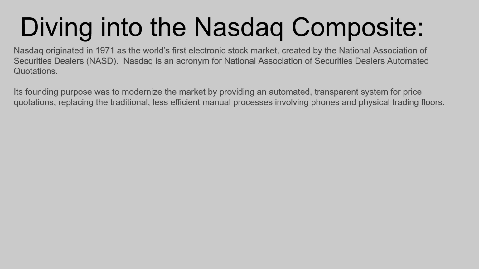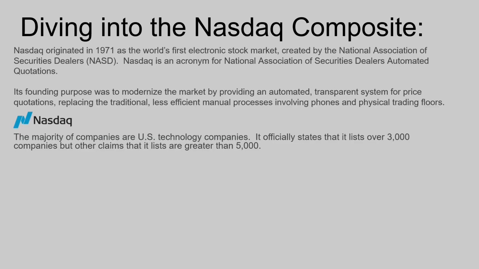So its founding purpose was to modernize the market by providing an automated, transparent system for price quotations, replacing the traditional, less efficient manual processes involving phones and physical trading floors. And you might recall from our first lesson that I showed what a ticker machine looked like. So basically everything was running that way for some time, really until the NASDAQ came into being in 1971 and started using our digital world kind of like we know today.